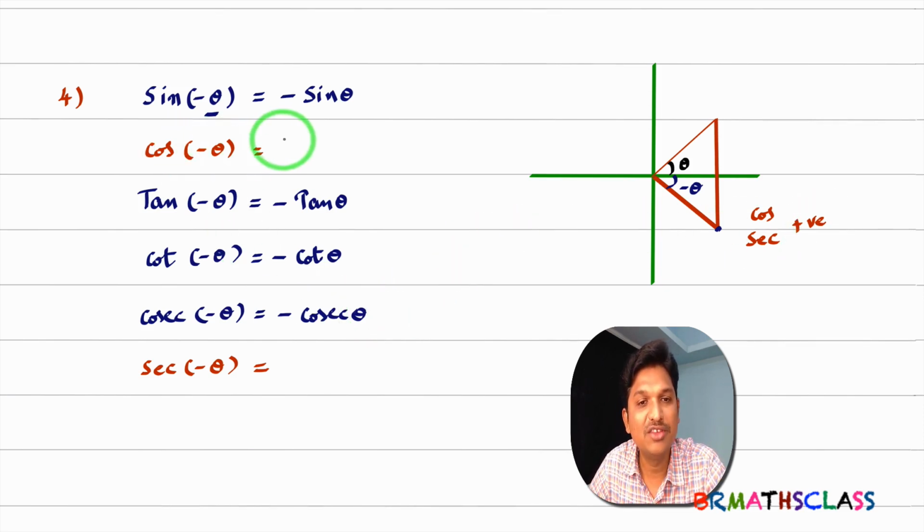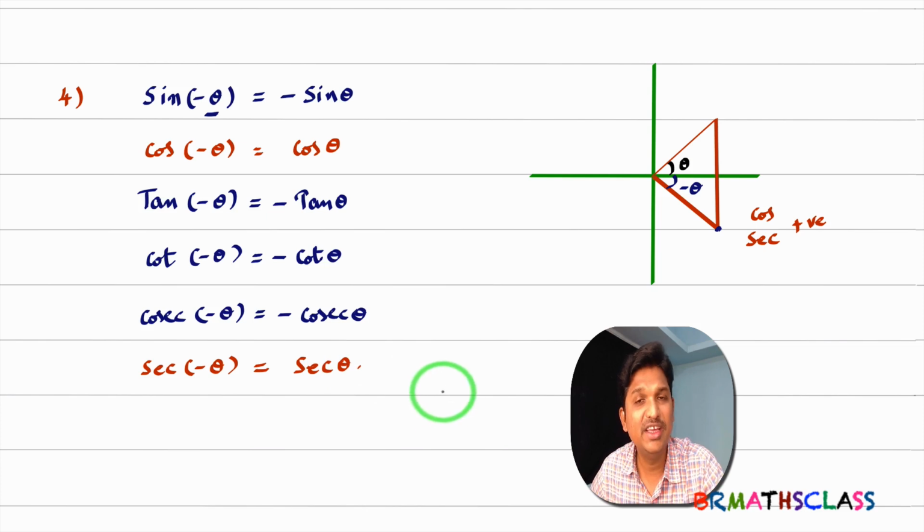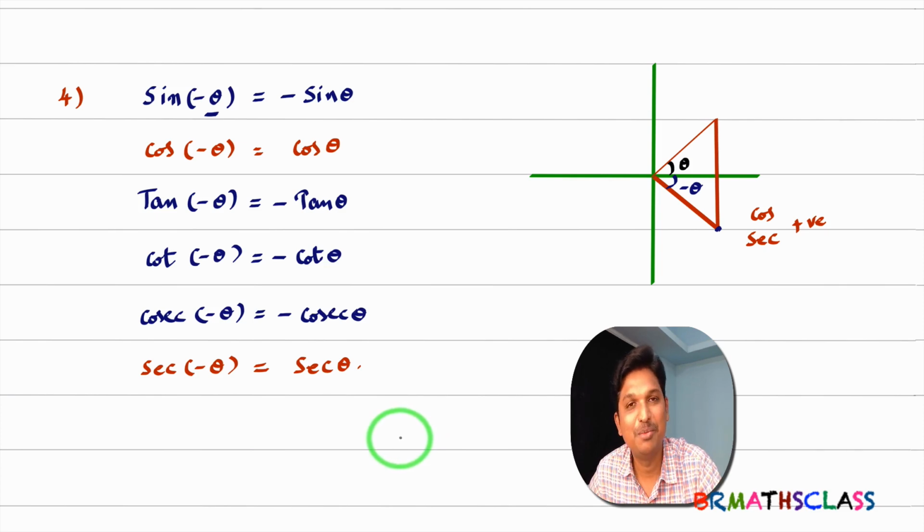That's why cos of minus theta is cos theta. Secant of minus theta is secant theta. You can easily remember these formulas. Cos of minus theta is cos theta. Secant of minus theta is secant theta. Tan of minus theta, minus tan theta. Cot of minus theta, minus cot theta. Sin of minus theta, minus sin theta. These formulas are very easy to remember. Minus theta lies in the fourth quadrant. In the fourth quadrant, only cos and secant are positive.